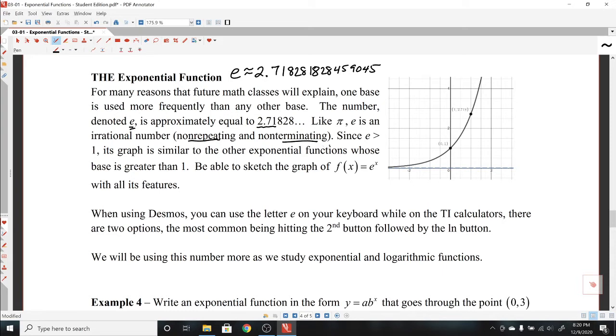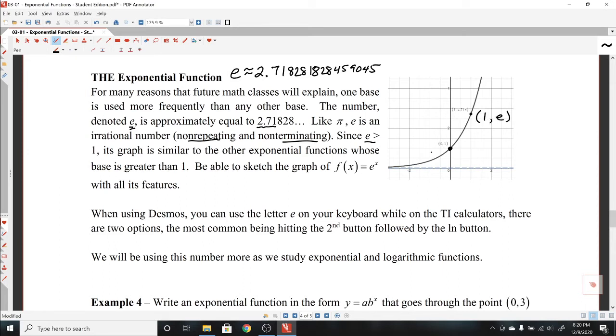It goes on forever. Since e is larger than 1, its graph is similar to every other exponential function whose base is greater than 1. So you need to be able to quickly construct a graph of e to the x whenever you need to. So again, its y-intercept is going to be 1. It then goes through the point (1, e). Okay, that's this point up here.